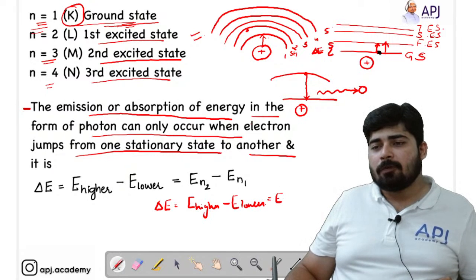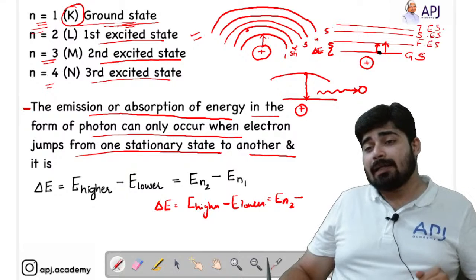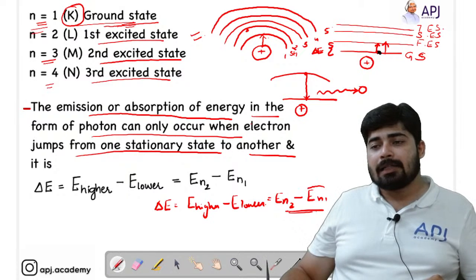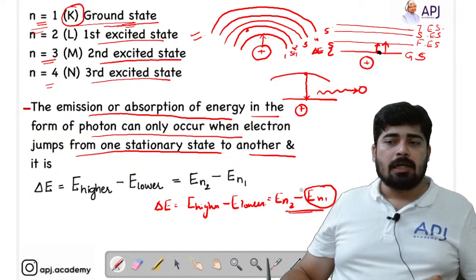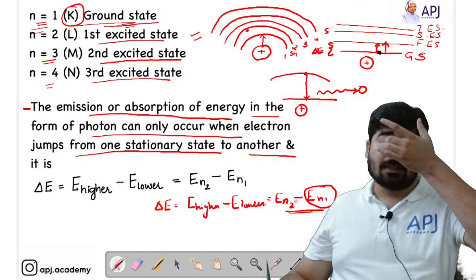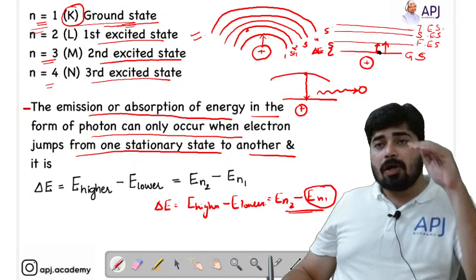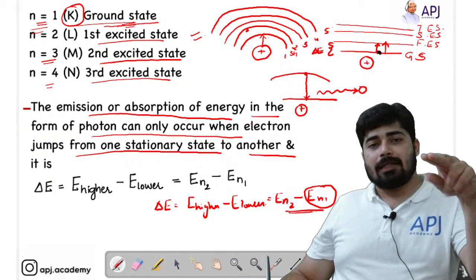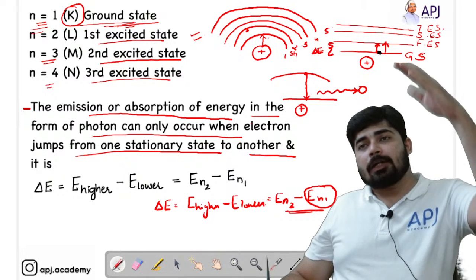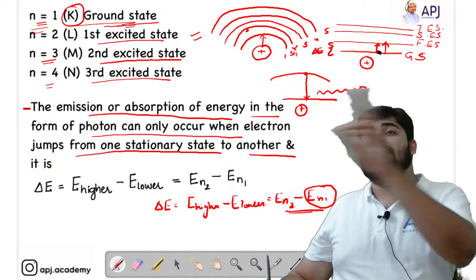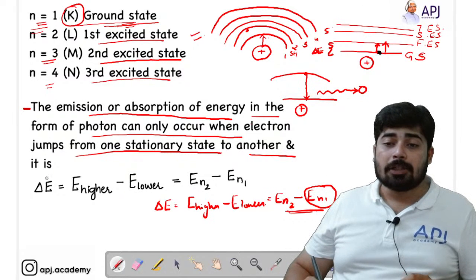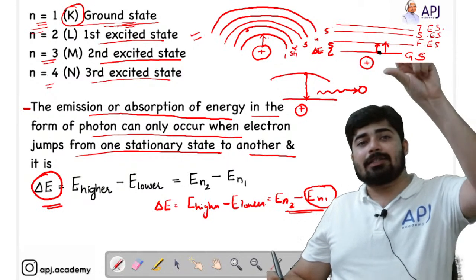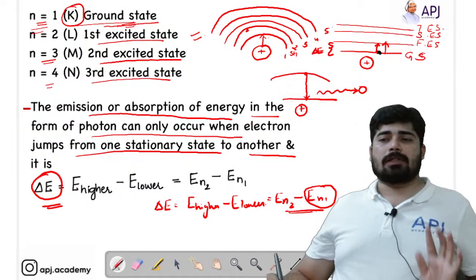That means the energy of N2 is the higher shell, minus the energy of N1. That will always be positive because we know that the energy of the first shell is the minimum energy. The energy of the higher shell will be greater than that of the first shell. So in order for an electron to go from the lowest or ground state to a higher energy state, it has to absorb energy. For an electron to come back to the lower state, it has to release energy. How much energy should it release? It should release an energy equal to delta E. What is that delta E? Delta E is the energy of the higher shell minus the energy of the lower shell.